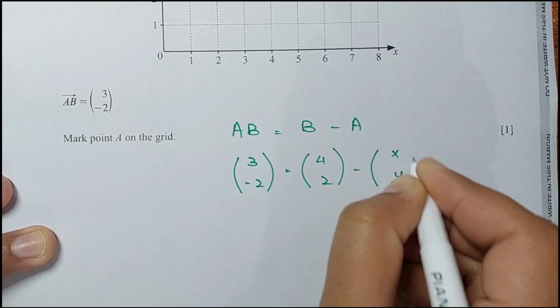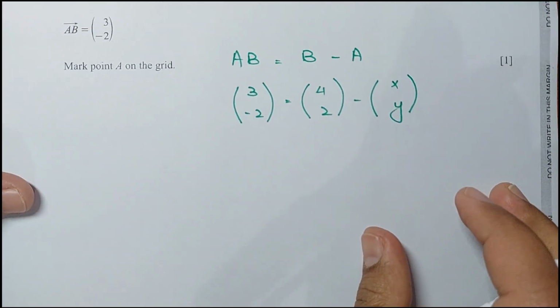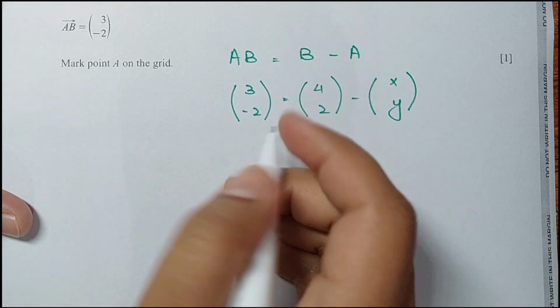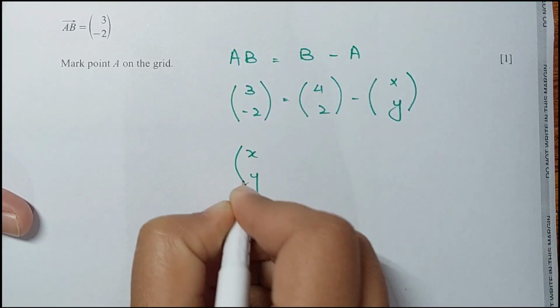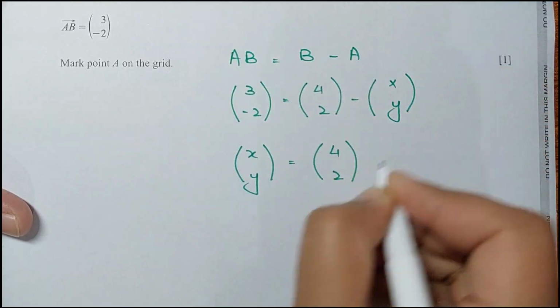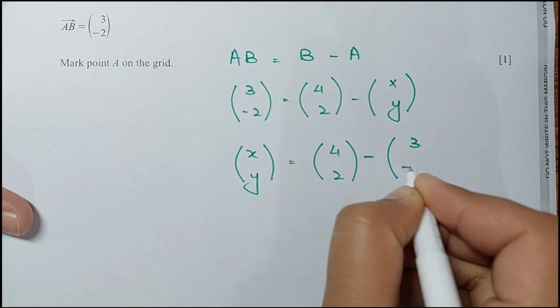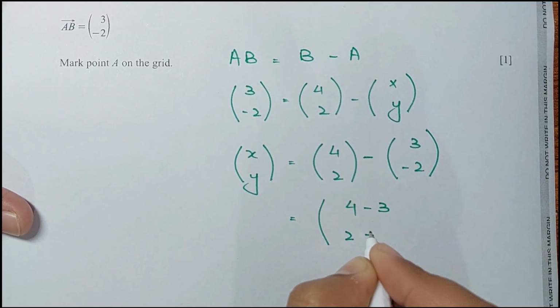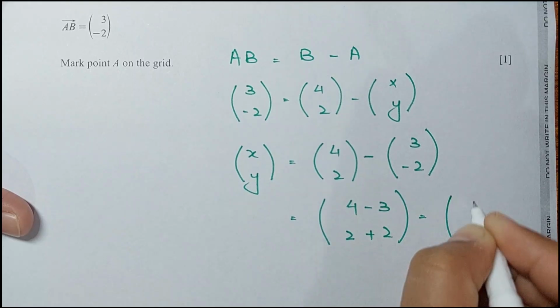This is (x, y). Let me solve for A. How can we do this? By shifting this to this side, this would be positive (x, y). (4, 2) stays the same. Shift this to the other side, it becomes (-3, 2). So 4 take away 3, and 2 minus minus becomes plus 2. This is (1, 4).